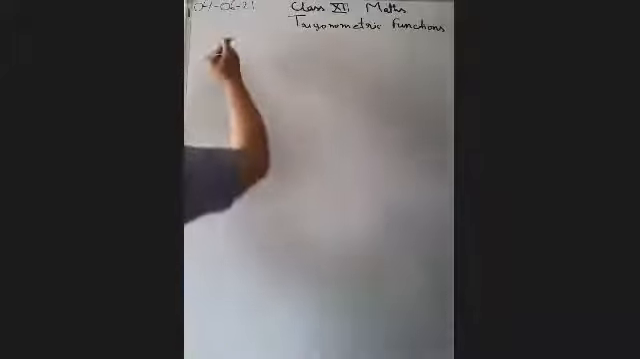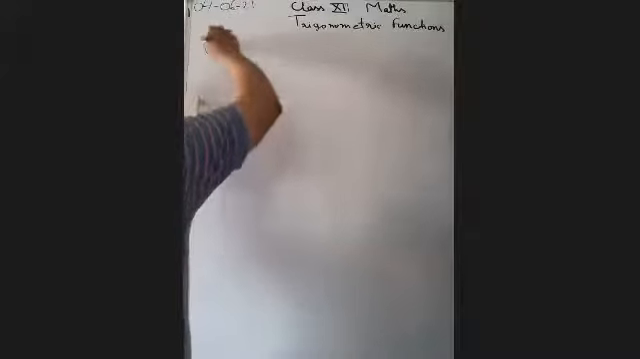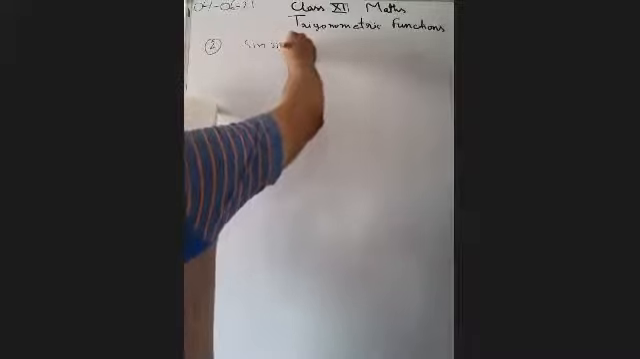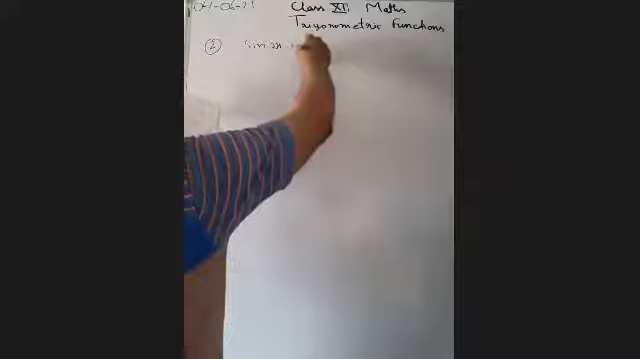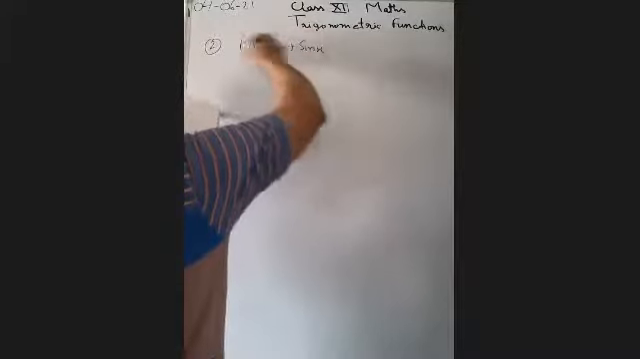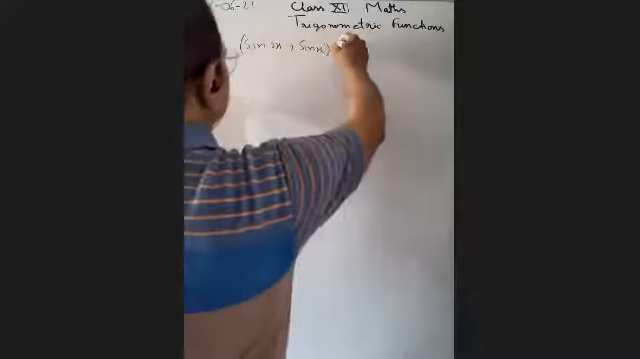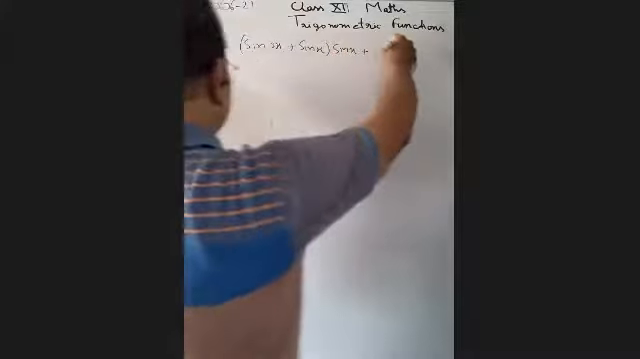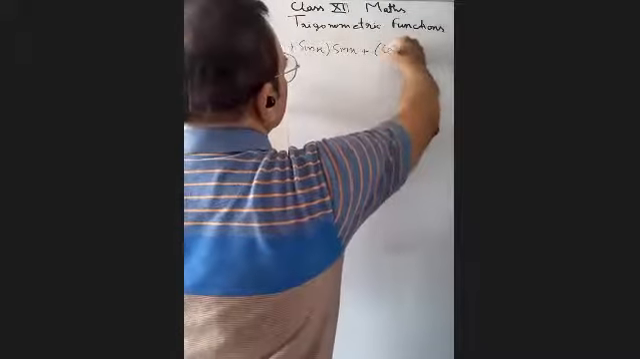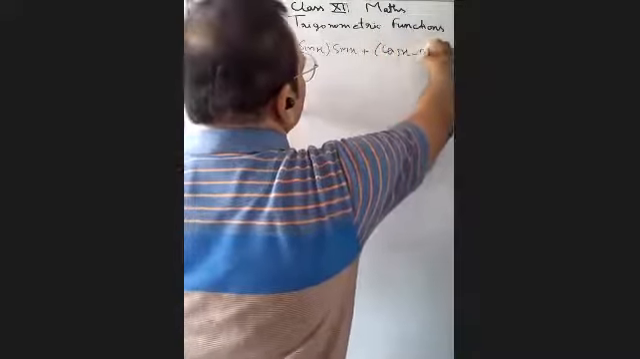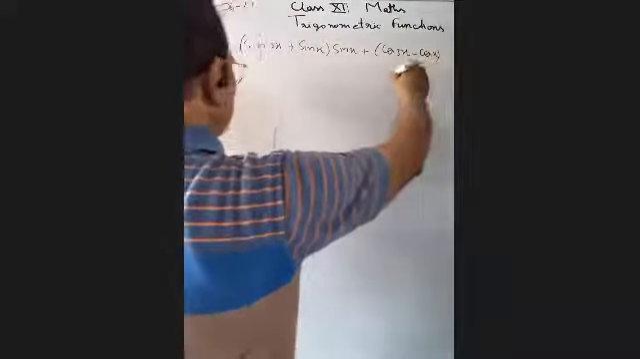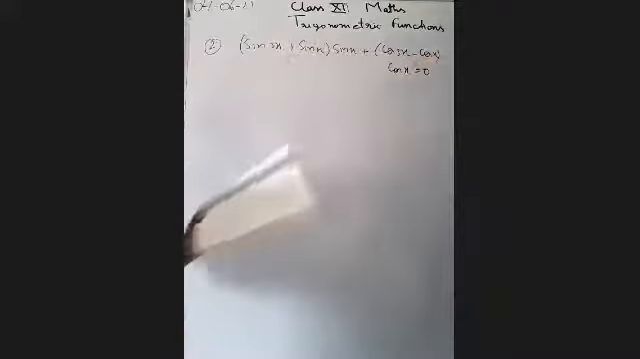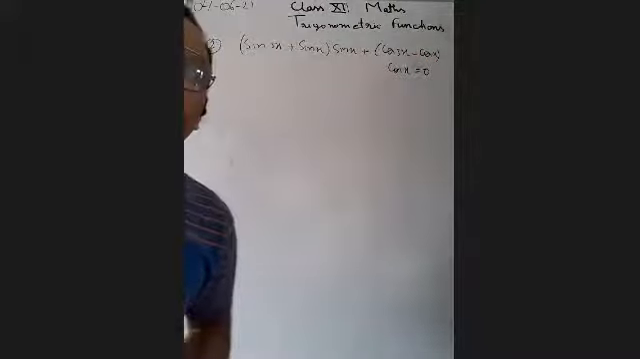Okay, second question we have: sin 3x plus sin x over cos 3x minus cos x, equal to minus cos x. I'm just writing it so that you can see it clearly.